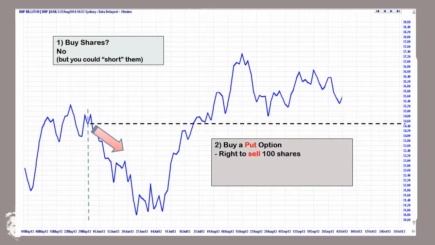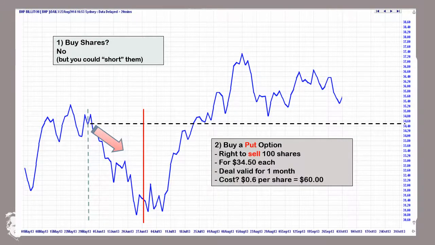What we can, however, do is buy a put option, because a put option gives us the right to sell 100 shares. Remember, the call option gave us the right to buy 100 shares. So in this case, we buy a put option, and that gives us the right to sell 100 shares for $34.50 each. We want the deal to be valid again for 1 month, which is here at the red line. And that will cost us about 60 cents per share. For the 100 shares, that would be $60.